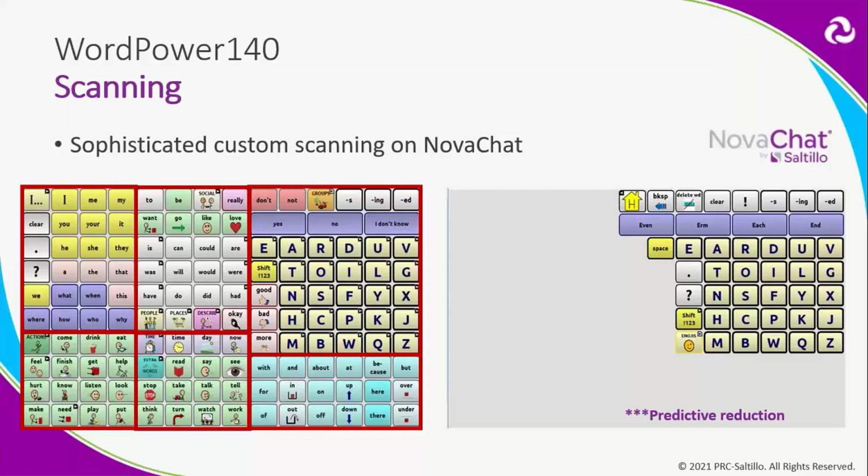So WordPower 140 scanning for the NovaChat has custom scanning. Unlike the one I just showed that was just row column scan, in the next file I'm going to show with 140, you can see how the blocks are arranged. And then when it goes into spelling, everything else disappears. I call that predictive reduction, so that when you're spelling, it only focuses on what you're doing, just the keyboard.